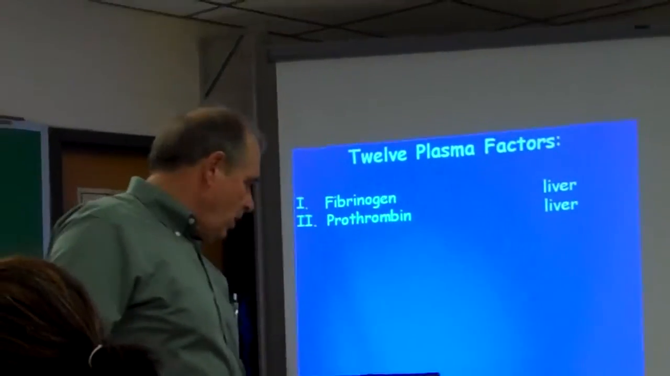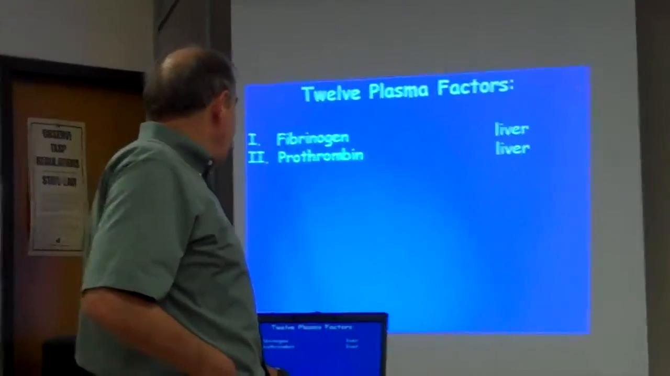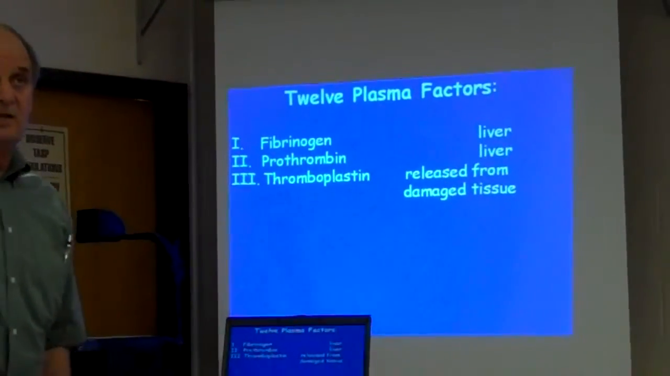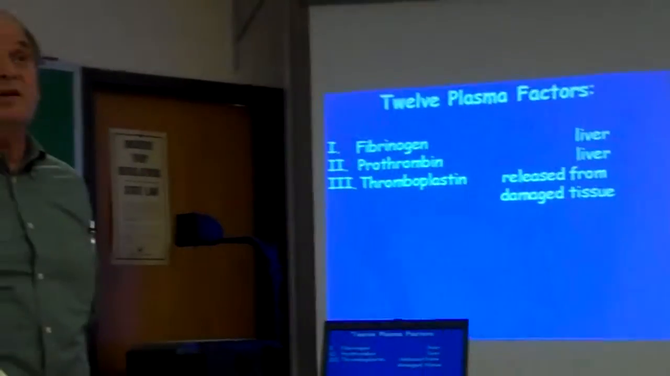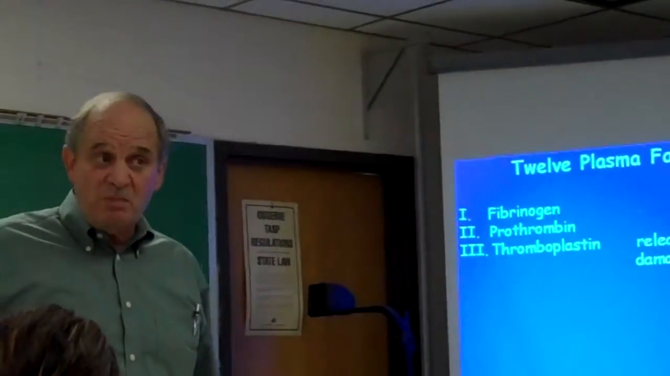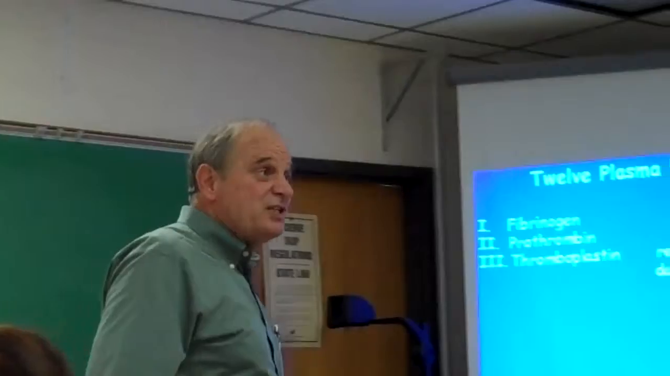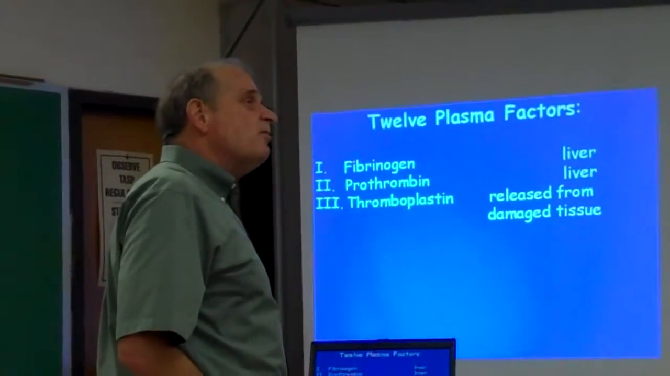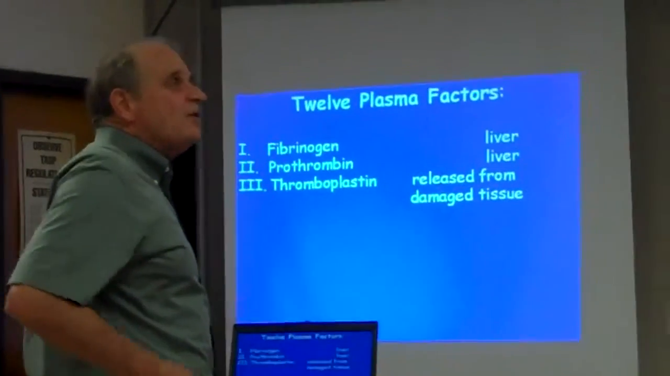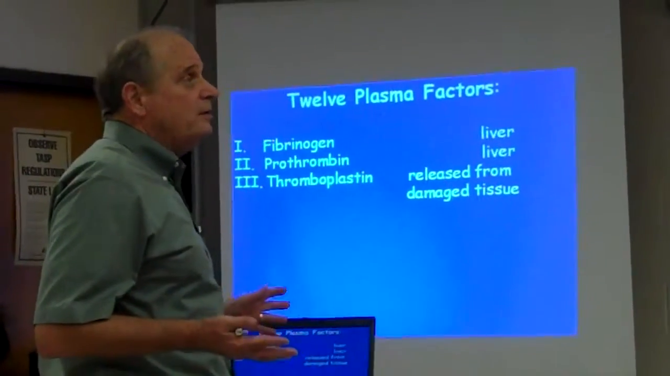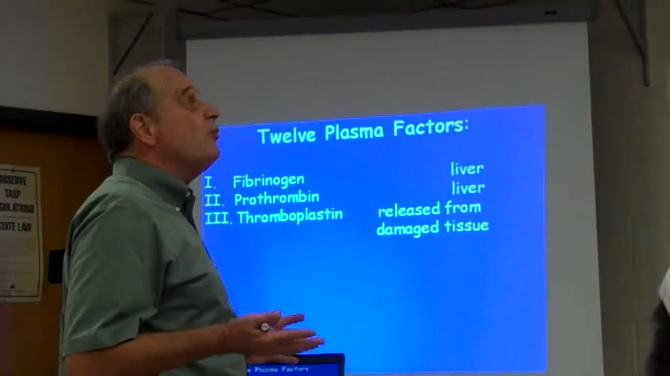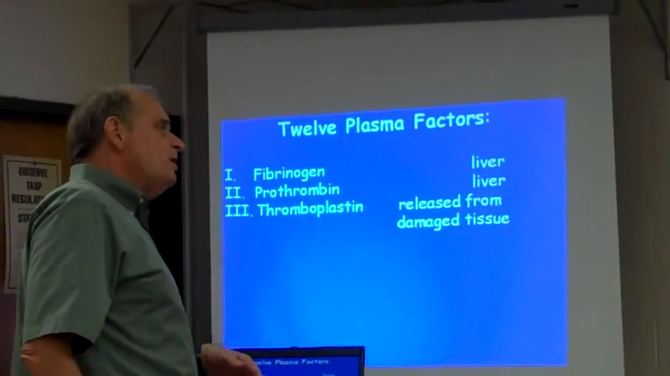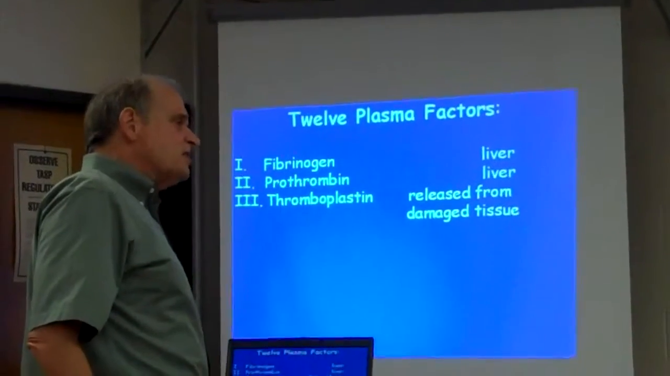thromboplastin. Thromboplastin is released from damaged tissue. That's tissue thromboplastin. It is not produced by the liver. It's part of the intrinsic mechanism. And then number 4 is calcium. You take calcium out of a situation and blood won't clot. Calcium is needed in nearly every situation. So we have fibrinogen, prothrombin, thromboplastin, calcium.